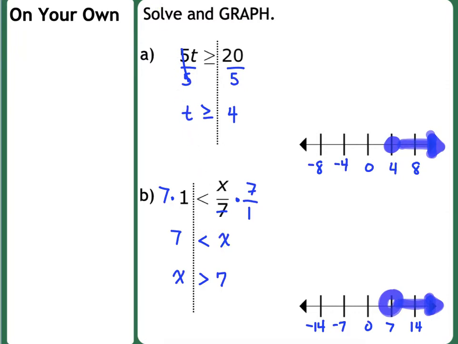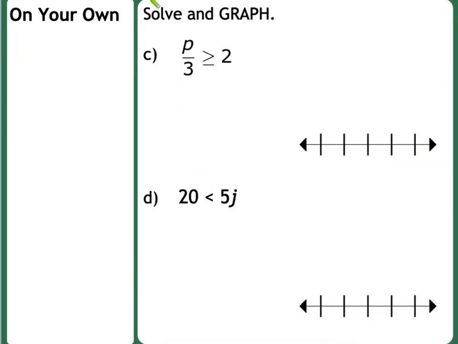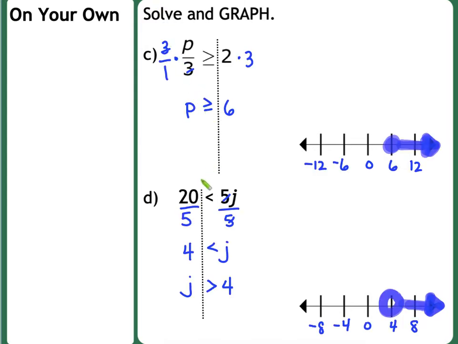And then 2 more on your owns. For C, p is greater than or equal to 6. Closed circle at 6, shade to the right. And for D, j is greater than 4. Open circle at 4, shade to the right.